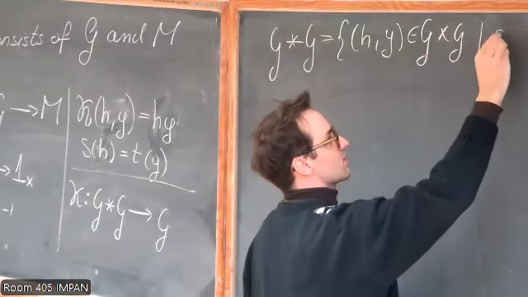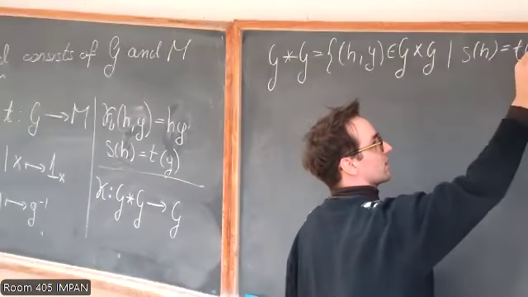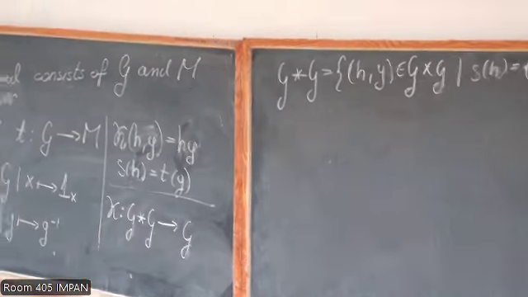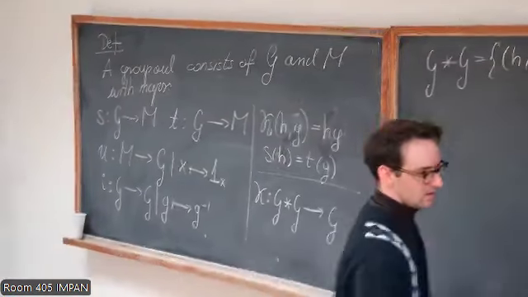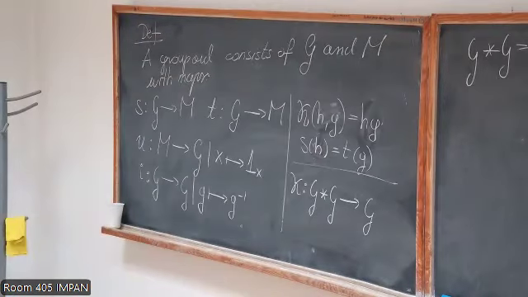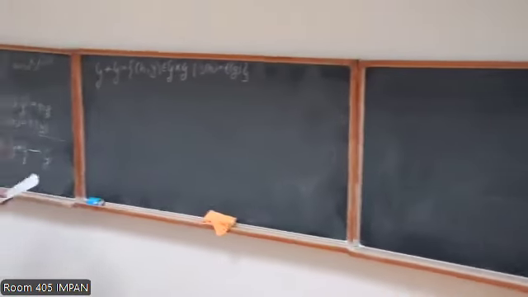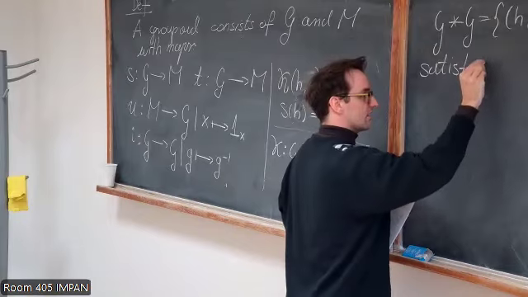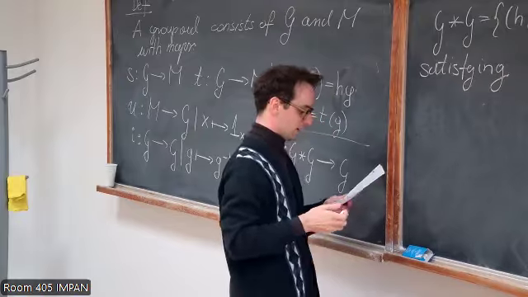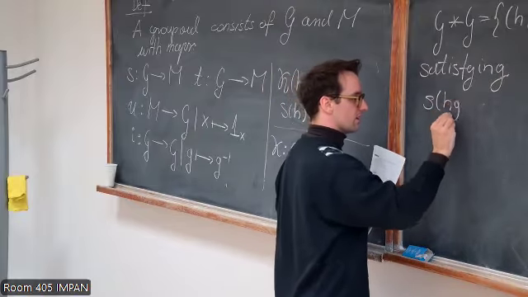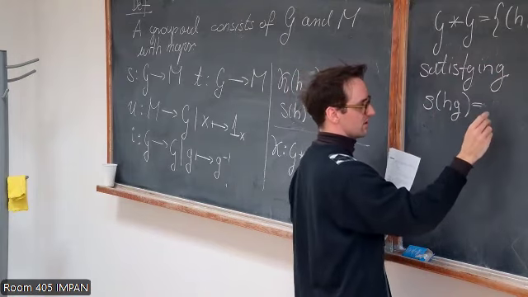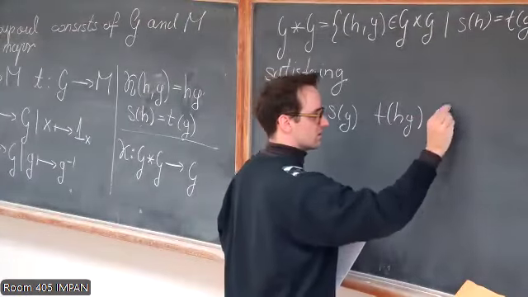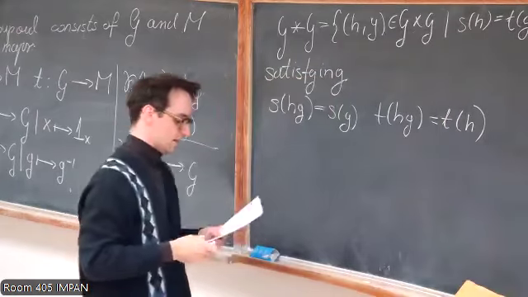G such that the source of h is equal to the target of g. Okay, so this is the notation that we use. And these maps are satisfying the following. The source of hg is the source of g, and the target of hg is the target of h.